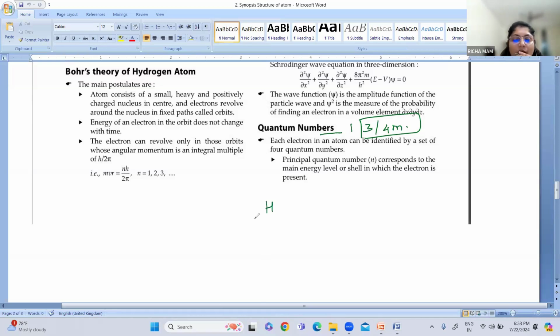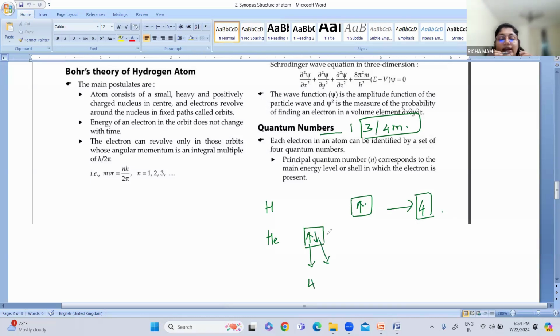Okay, if we consider hydrogen, how many electrons are present? One electron is present. Now this one electron consists of a set of four quantum numbers. Suppose next is helium. How many electrons does it have? Two electrons are there. So each electron has a set of four quantum numbers. Each electron in an atom is identified by a set of four quantum numbers.